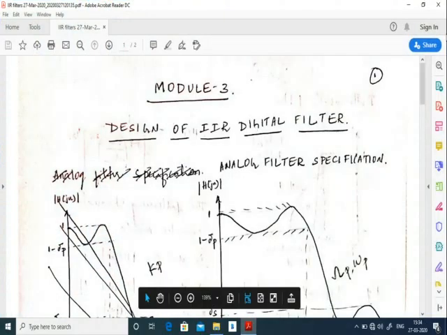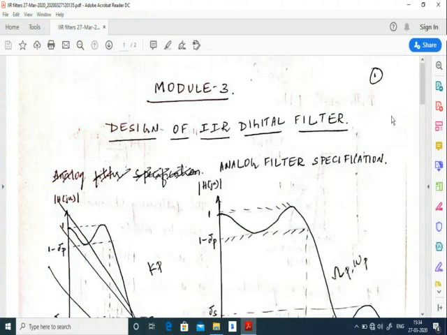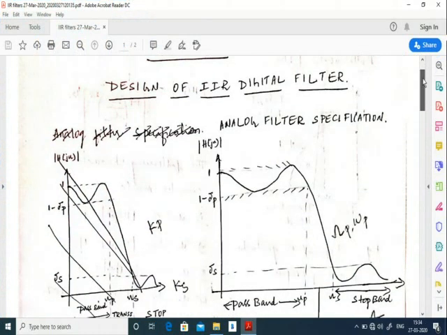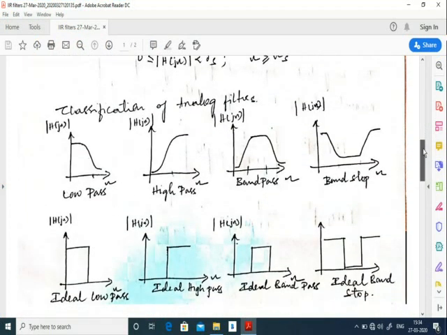Okay, good morning. Today we're going to study filters. Basically, a filter is one which will remove unwanted things.